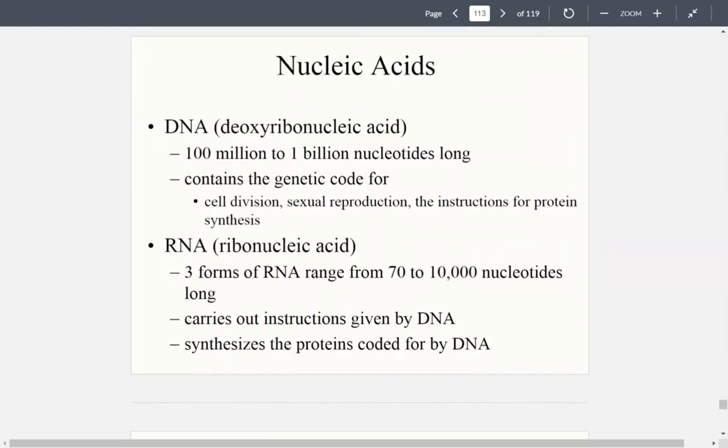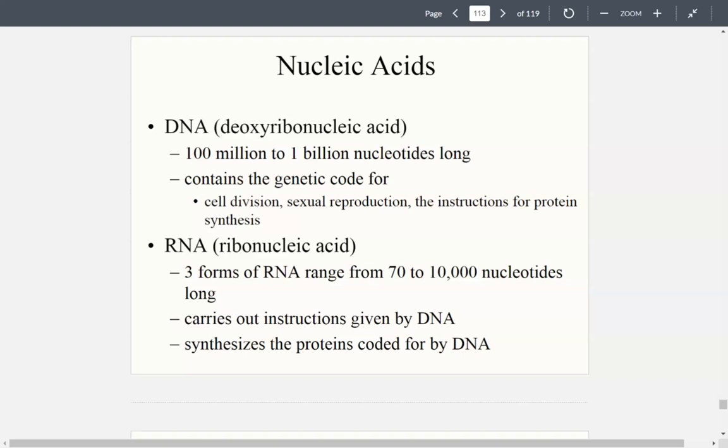And then, last but not least, DNA and RNA. DNA and RNA are actually polymer forms of nucleic acids. DNA is deoxyribonucleic acid. Typically are going to be 100 million to 1 billion nucleotides long and are going to contain our entire genetic code. This entire genetic code is going to be responsible for everything from cell division to sexual reproduction to making various protein chains, so you have hair, eyes, nails, teeth, you digest things, everything.